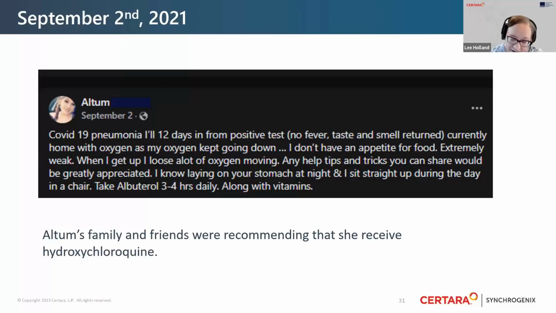I think it was about this time that she joined the Facebook page looking for information and help for herself and for her family. Her family and friends were recommending that she receive hydroxychloroquine, which, of course, doesn't do anything for COVID. People within the Facebook group were suggesting that she seek out monoclonal antibody treatment, but unfortunately, she was outside of that 10-day window already.